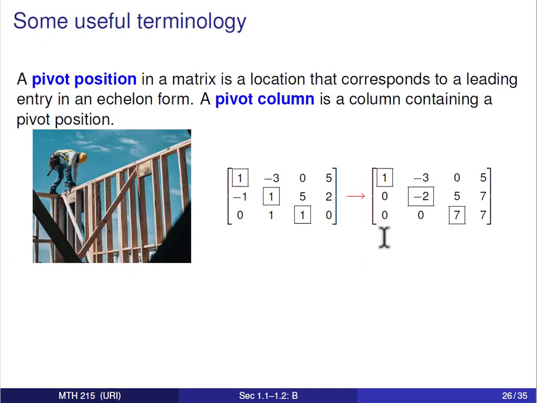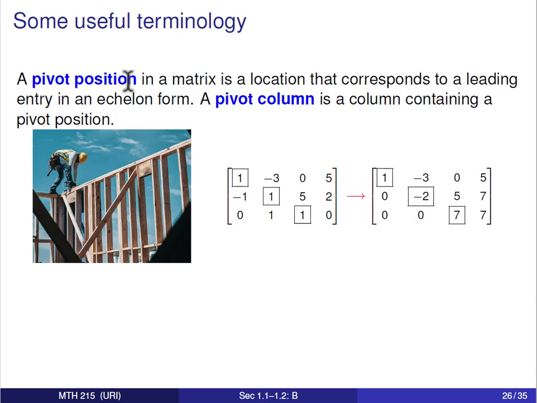While we're in the neighborhood talking about locations of leading entries, let's use some terminology. We'll define a pivot position to be a location that corresponds to a leading entry once the matrix is in echelon form. A pivot column is a column that contains a pivot position. So to illustrate that, let's take a look at a matrix that we've seen before. You might remember from earlier that if we do our elementary row operations on this, one possible echelon form of the matrix looks like this.